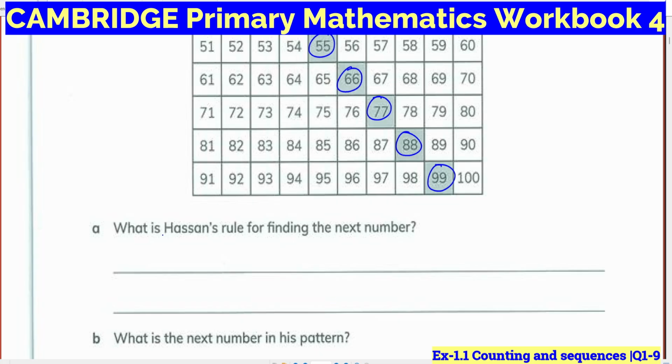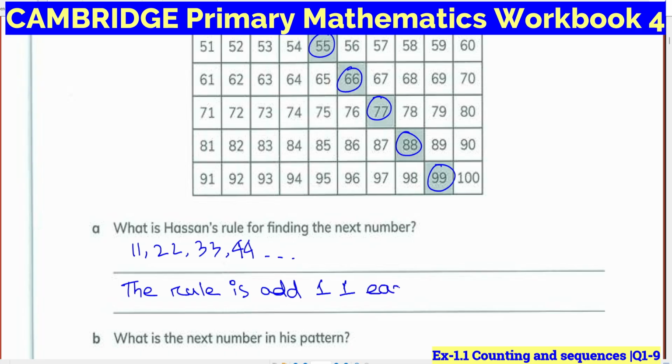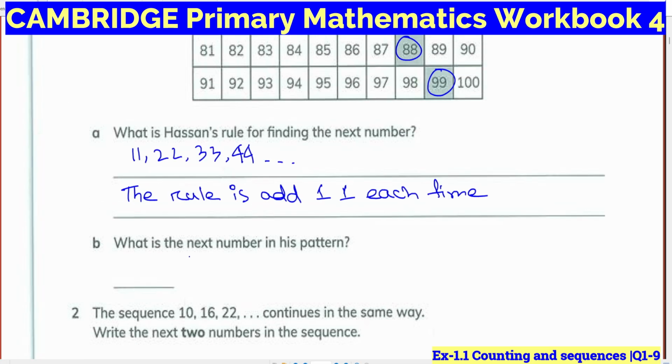Hassan shaded like 11, 22, 33, 44. That means the rule is add 11 each time. Okay, what is the next number in his pattern?